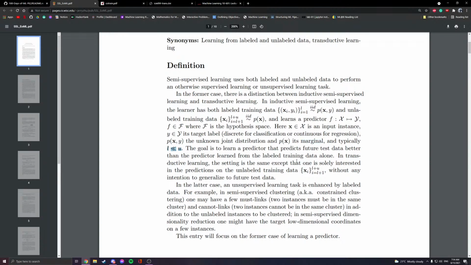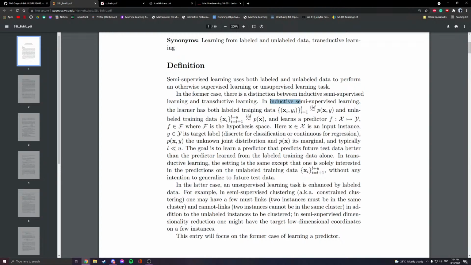And typically L is a lot less than U. Right, so that just means that there's more unlabeled data than there is labeled training data. Learn a predictor that predicts future test data better than a predictor learned from labeled training data alone. Okay, transductive. So this was inductive.